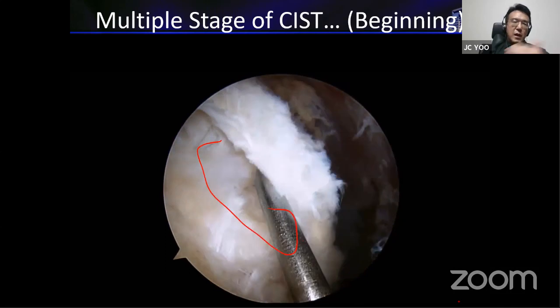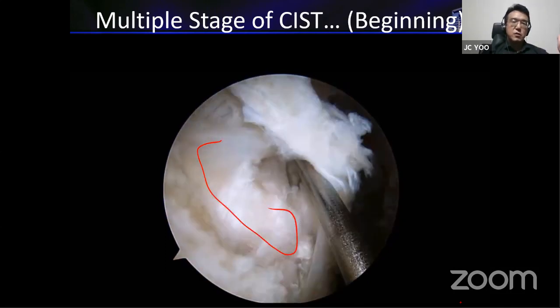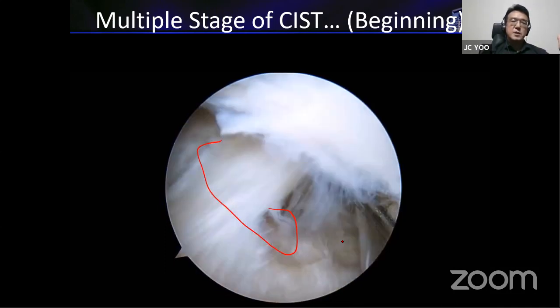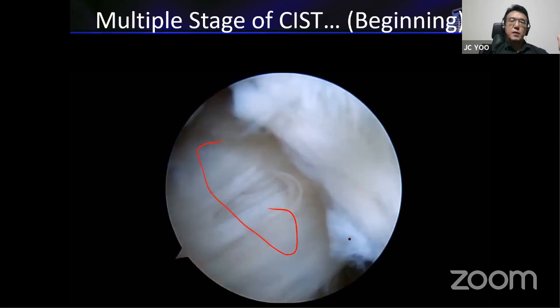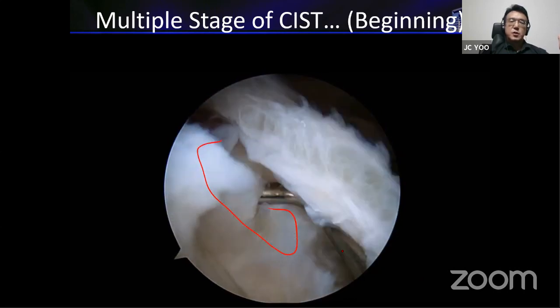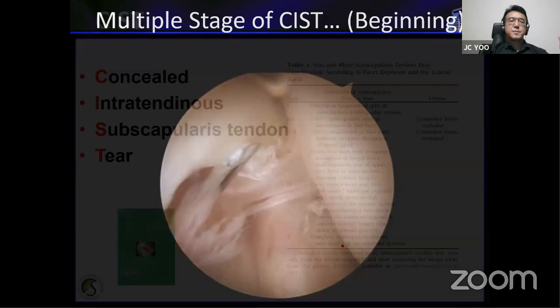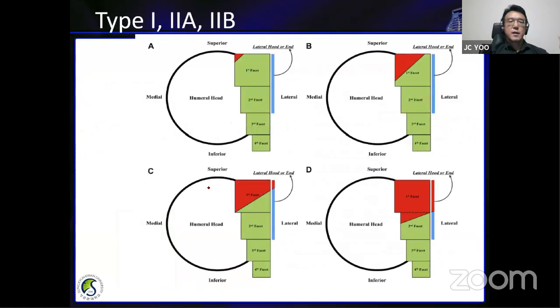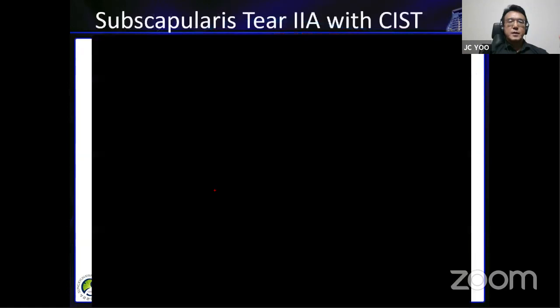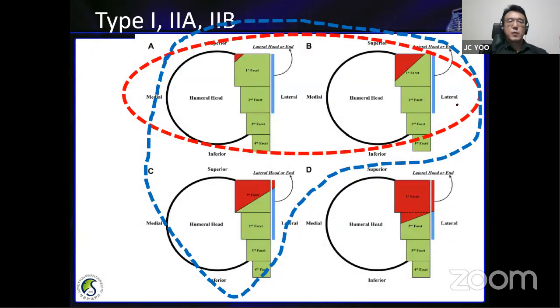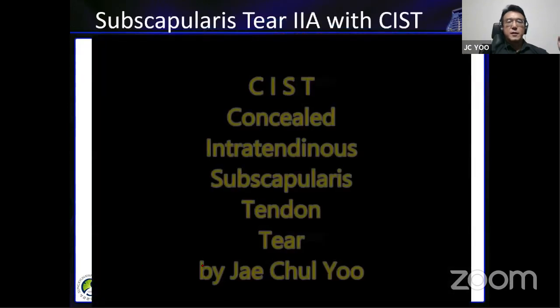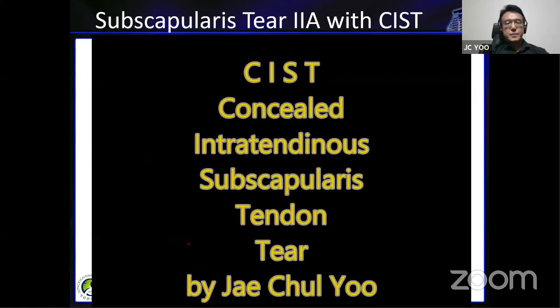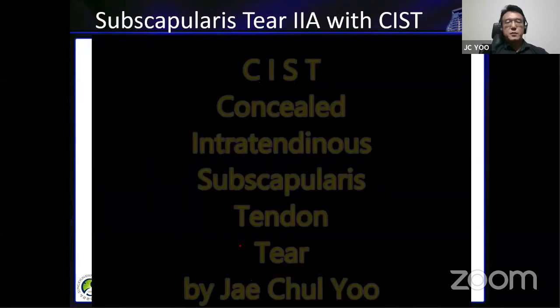It's more lateral than medial, so it's hard to detect on that. And the biceps was communicating with that. And so I call this concealed intratendinous tear. And it could be anywhere within this tear.